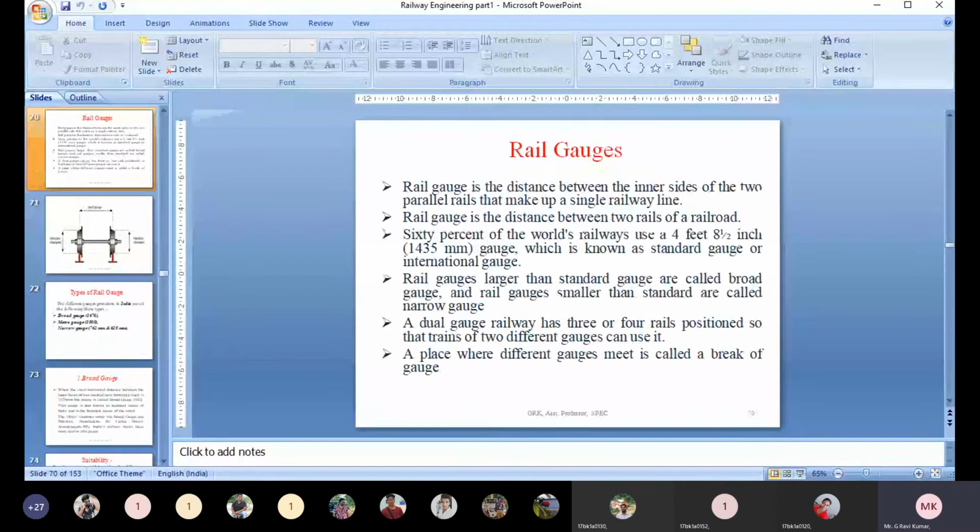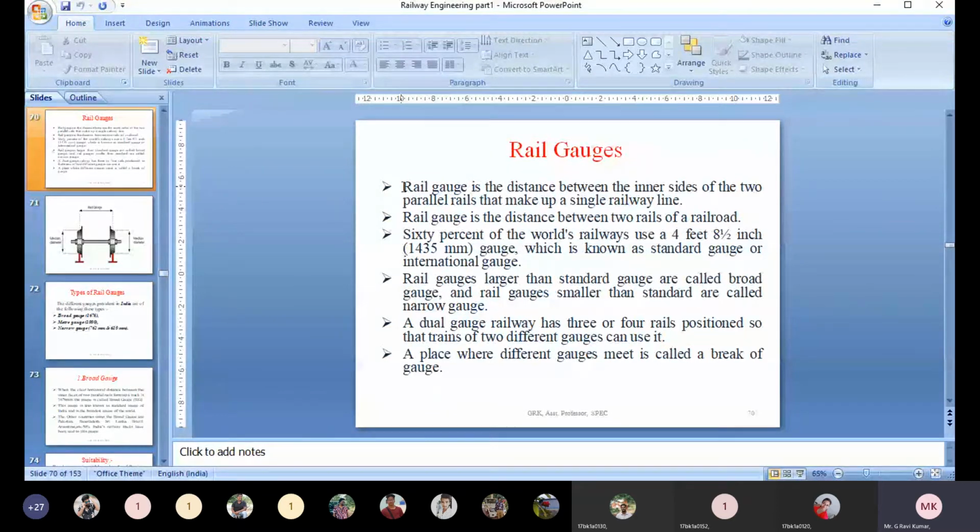So next one is the rail gauges. We have already discussed this. Rail gauge is nothing but the distance between, it means the cross sectional distance or the horizontal distance between the two rails within a railway track, called rail gauge or gauge distance. Understand now? Here, in the first point you can see that rail gauge is the distance between the inner sides of the two parallel rails that make up a single railway line.